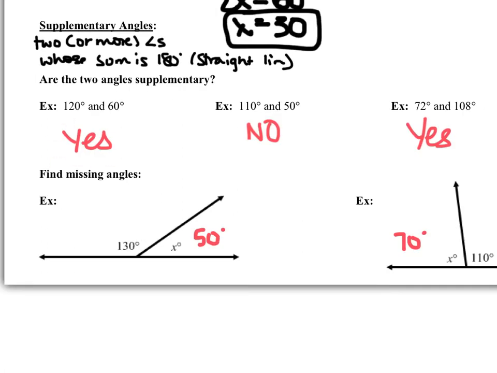So again, the first and the third are both yes, they add up to 180. This one adds up to 160, so it's not. If this forms a straight line, they need to add to 180, so the missing amount is 50. Same thing here, if these add to 180, the missing amount is 70.